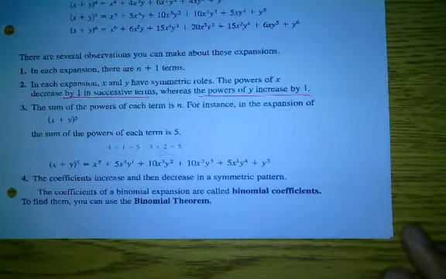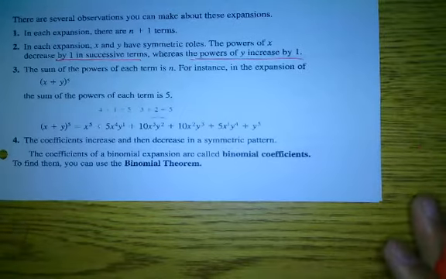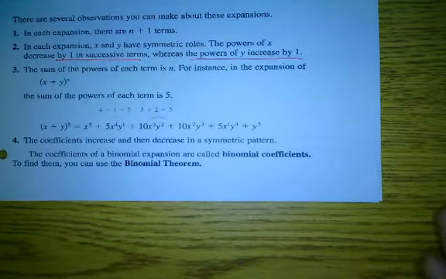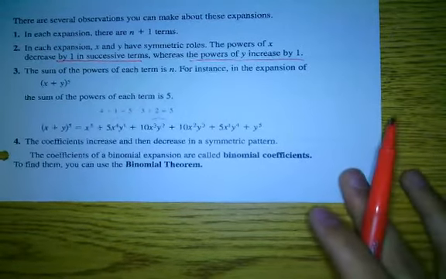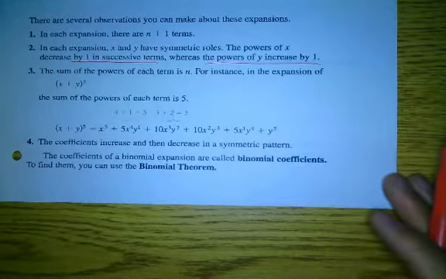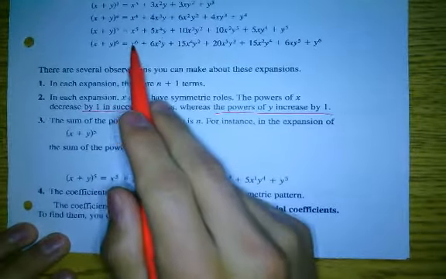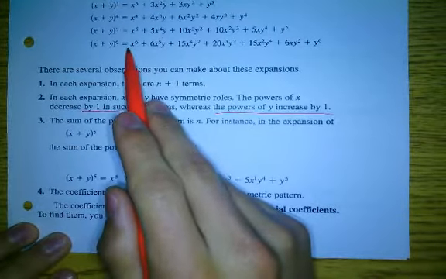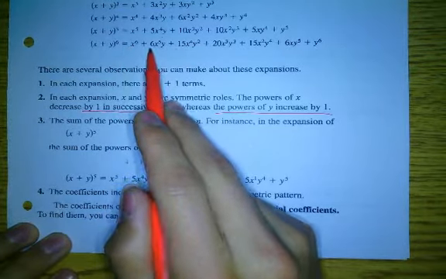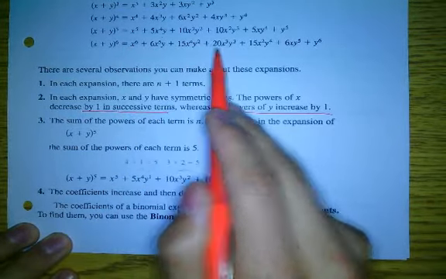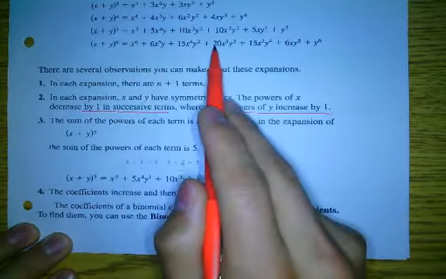Next observation I'd like you to make is that the coefficients increase and decrease in a symmetric pattern. This is actually kind of neat, and this is why Pascal's triangles work, and we'll talk about it in just a second. But look at the leading coefficient, for example, on this one. It's going to be 1, and then the coefficient on this one is 6, 15, 20. So you go 1, 6, 15, 20, 15, 6, 1.